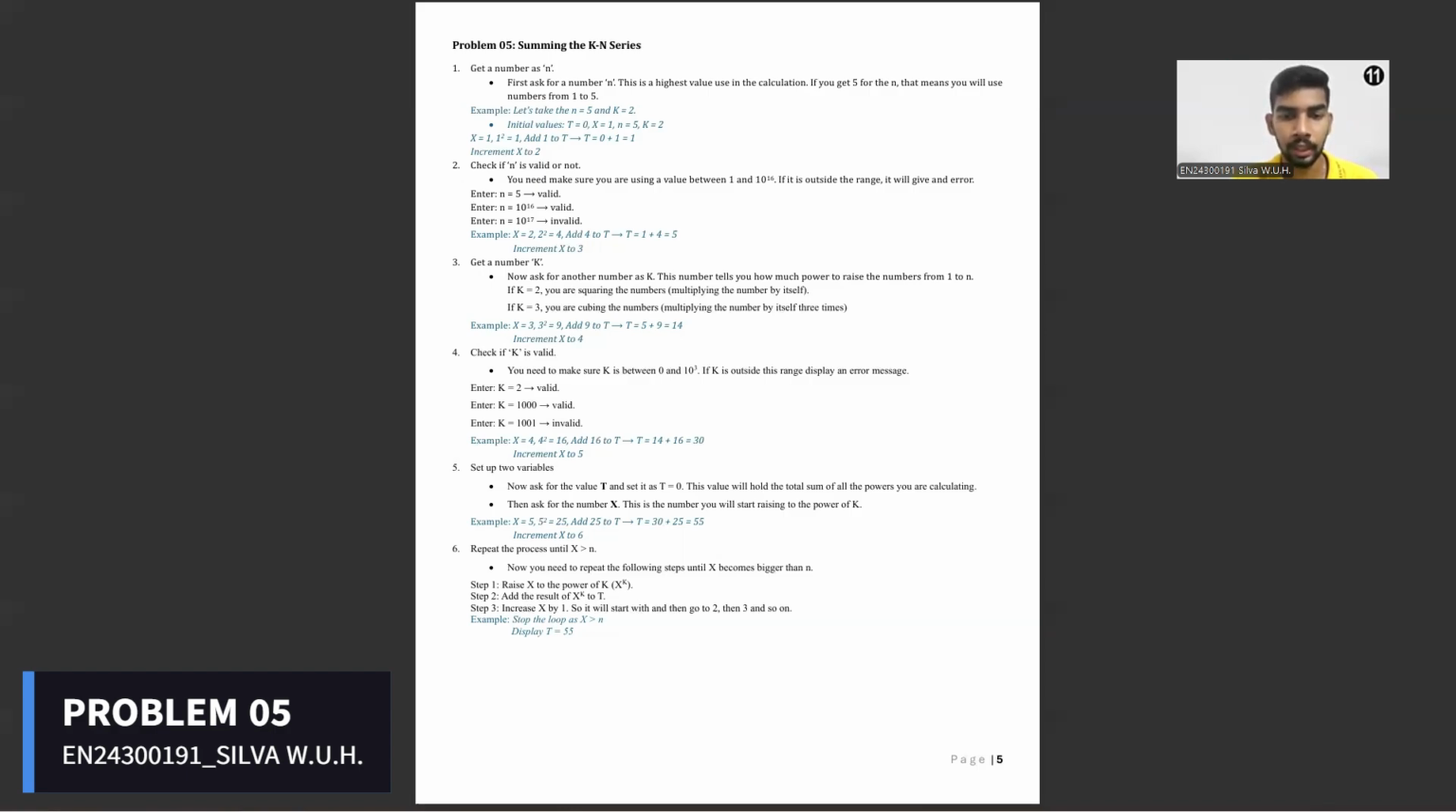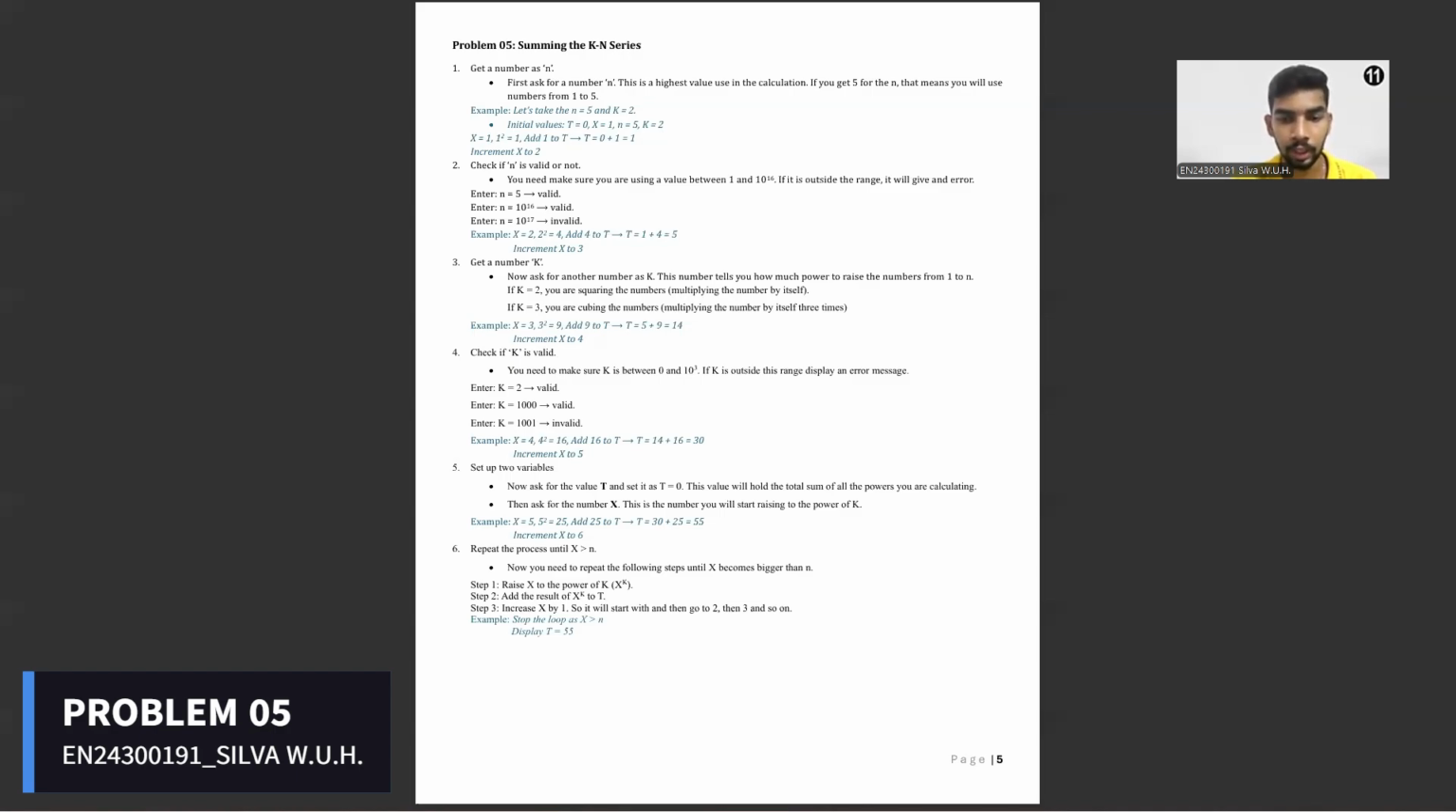Next, you pick another number k. This tells you how many times to multiply each number by itself. For example, if k equals 2, you square the number. If k equals 3, you cube them. The number k must be between 0 and 1000 to be valid.